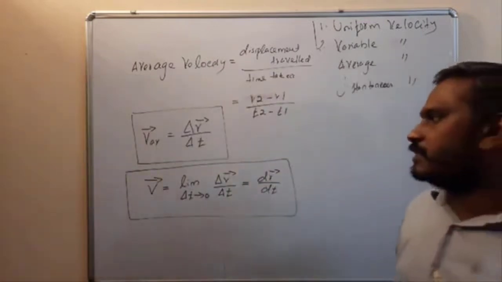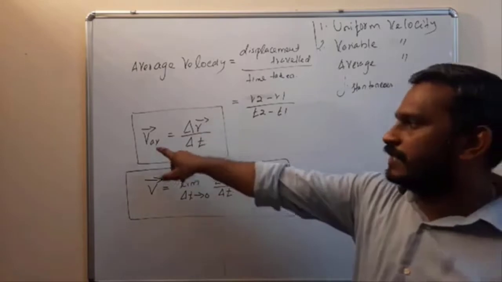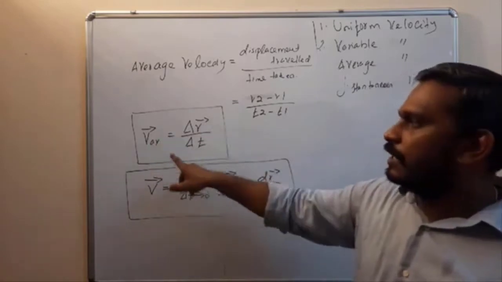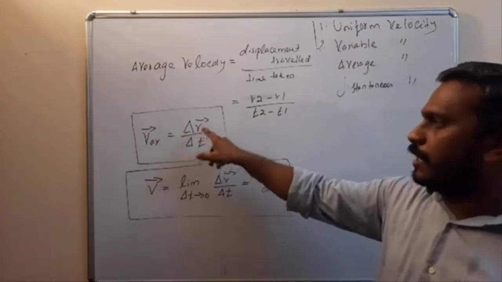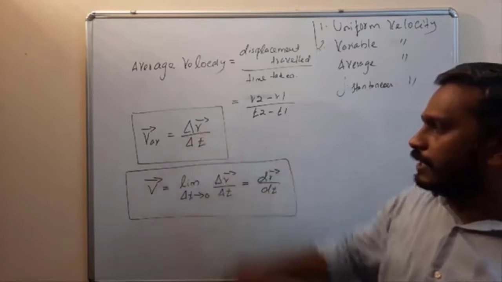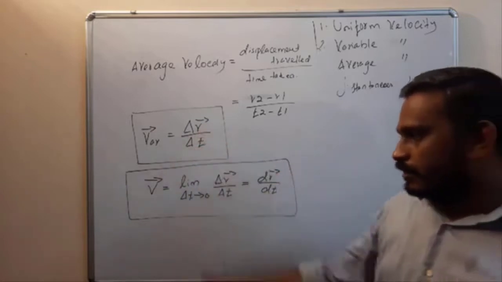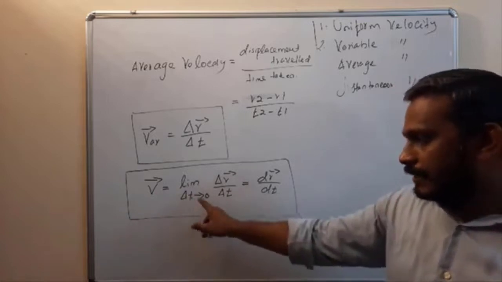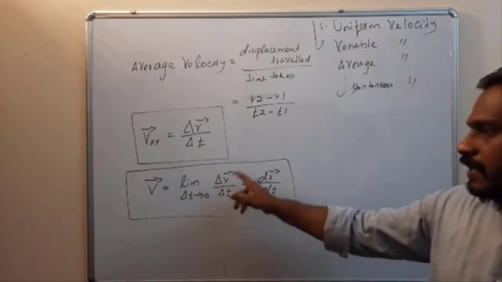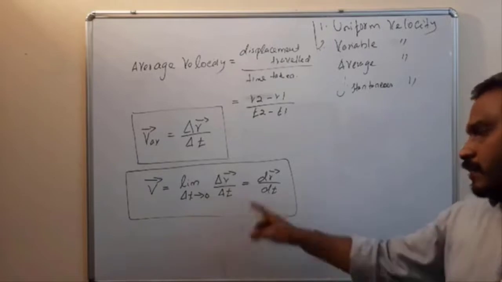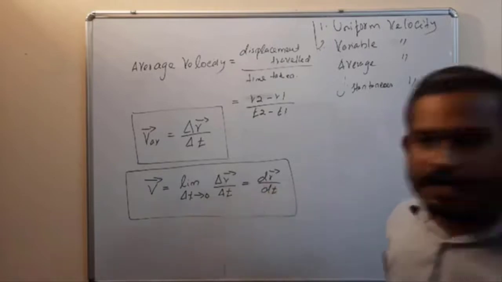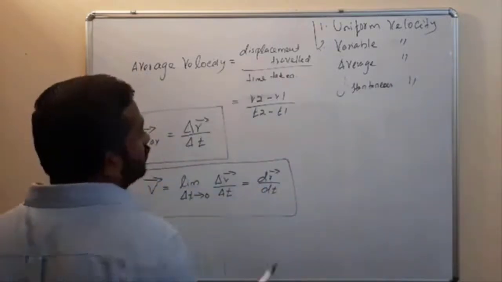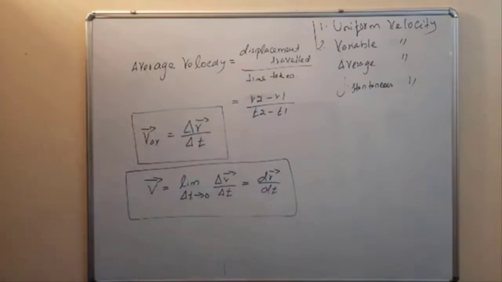Okay, vector quantity. So the vector representation: V average vector is equal to average velocity is equal to delta r vector divided by delta t. So instantaneous velocity V vector is equal to limit delta t tends to 0, delta r vector by delta t. So that is equal to dr vector by dt. So that is called instantaneous velocity.